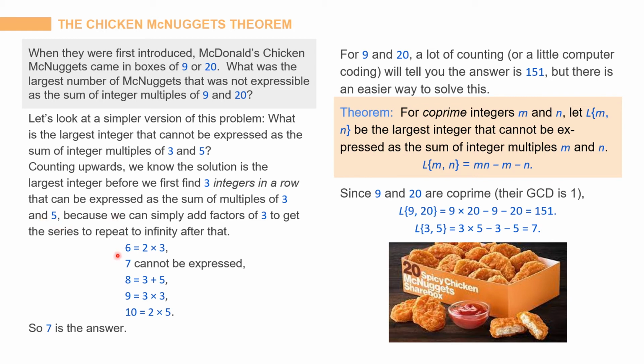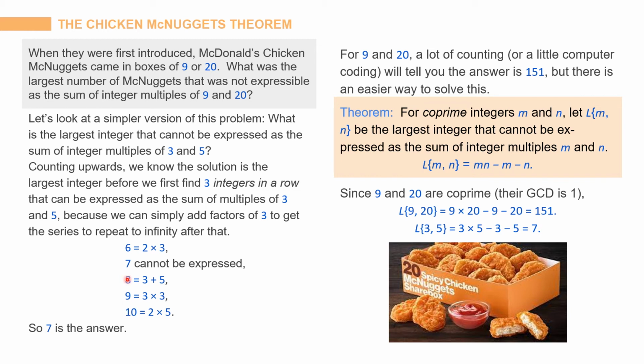So 6 is 2 times 3. We cannot express 7 as combinations of integer multiples of 3 and 5. 8 is 3 plus 5. 9 is 3 times 3, no 5s. 10 is 2 times 5, no 3s. Okay, but now we found 3 in a row. 11, I just add 3 to 8. 12, I just add 3 to 9. 13, I just add 3 to 10, right?